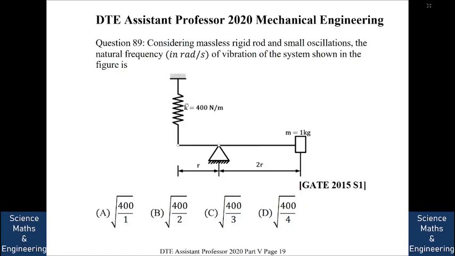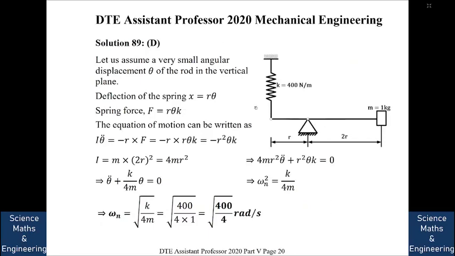So the answer is, if suppose there is a small deflection theta in this rod in the vertical plane, then the deflection of the spring x would be equal to r theta. Now spring force F would be equal to k x, so r theta into k. Next, the equation of motion can be written as moment of inertia into theta double dot, the angular acceleration, equal to minus r into F. So from here we get it is equal to minus r square theta into k.